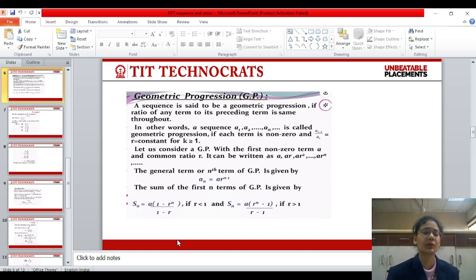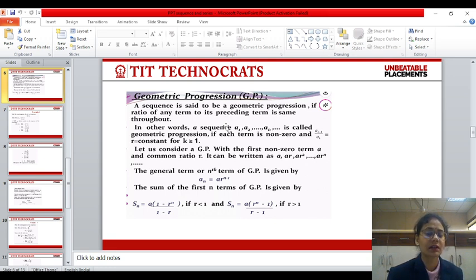Then we have geometric progression. In our 11th standard, we have already done this geometric progression. Whenever there is a common ratio between two consecutive terms, that kind of sequence is known as a geometric progression. So, a sequence is said to be a geometric progression if the ratio of any term to its preceding term is the same throughout. For example, we have two terms.